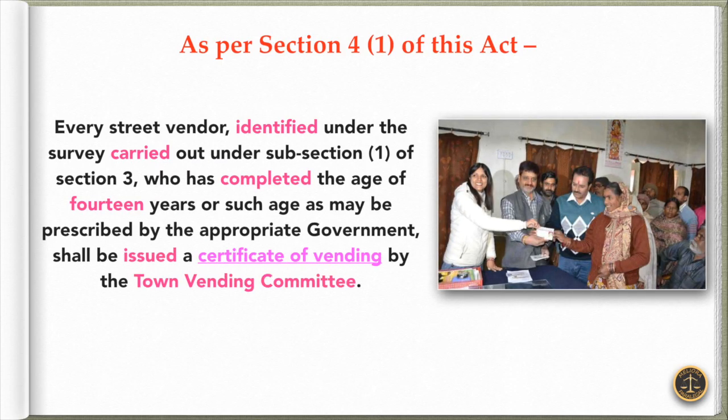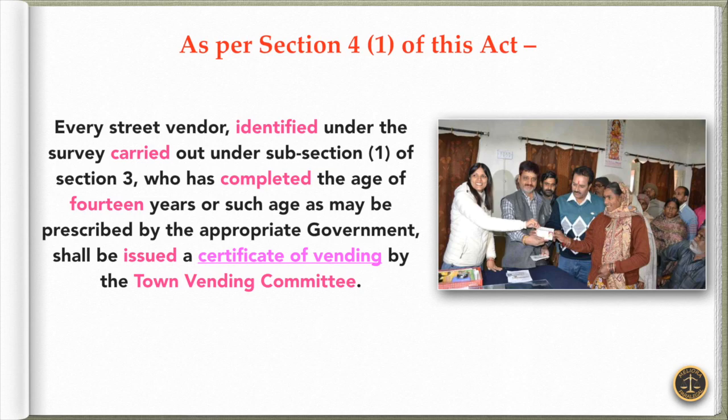Further, as per Section 4(1) of this Act, every street vendor identified under the survey carried out under subsection 1 of Section 3 who has completed the age of 14 years or such age as may be prescribed by the appropriate government shall be issued a certificate of vending by the town vending committee.